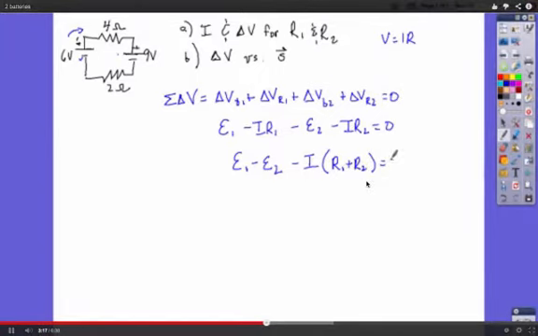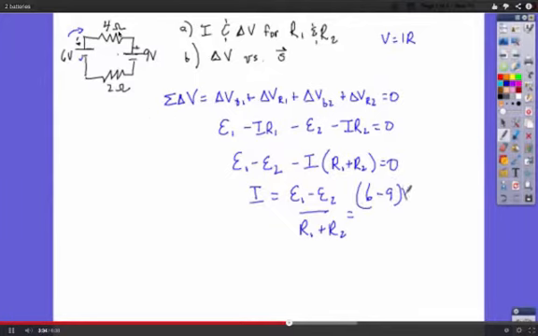Then I'm just doing a little math. I've moved the two E's, so E1 minus E2, and then I've subtracted from that the current, because these two I's have to be the same. In any continuous loop, the current is going to be the same. In this situation, since there's no branch off of it, the current's the same through the whole thing. So I can factor this like that, set it equal to 0, do a little more math, and solve.